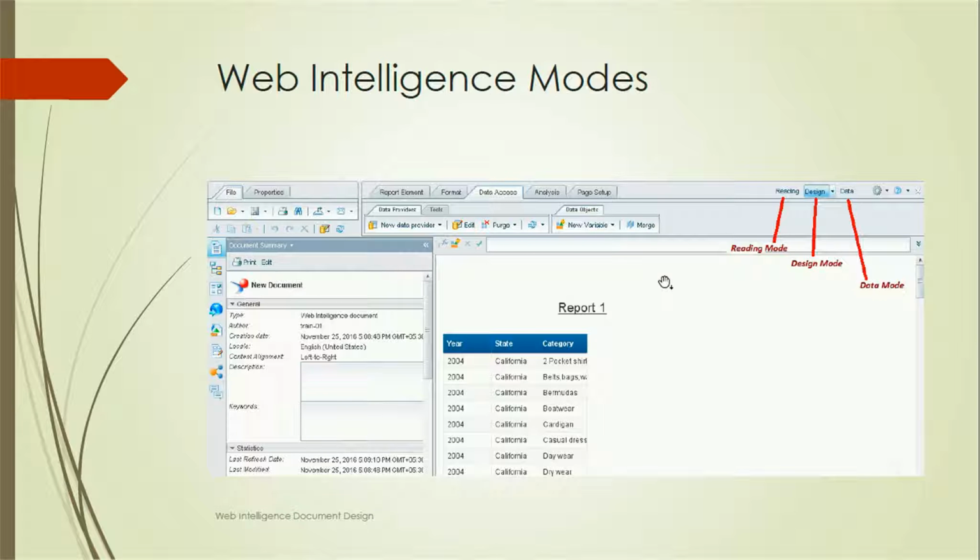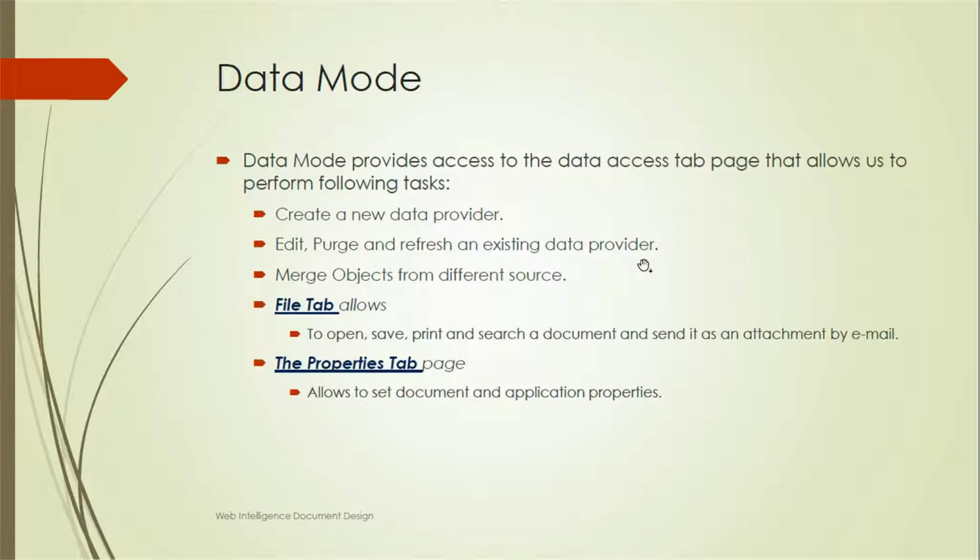If you want to switch from one mode to another, we can just click on the mode we want. Suppose I want to switch from design mode to data mode, I can just click on this data mode. So these are the three different modes available. Let's take them one by one.